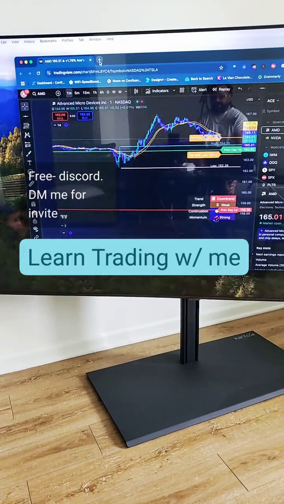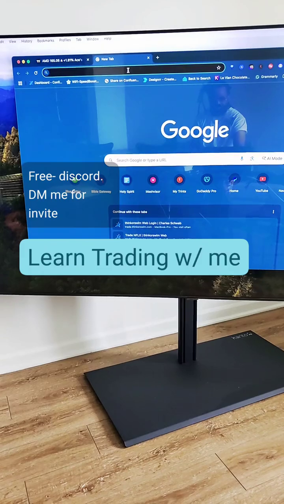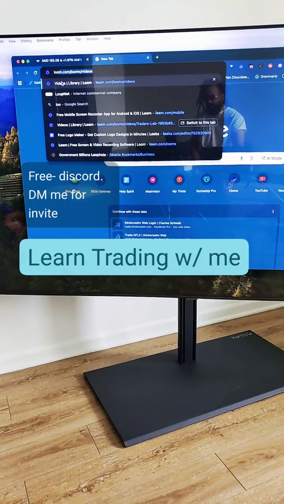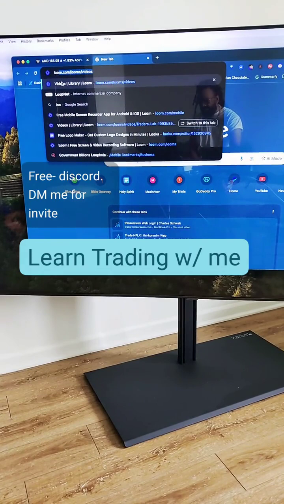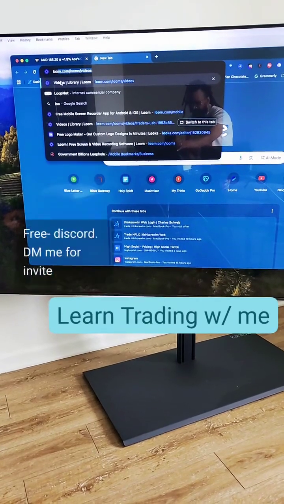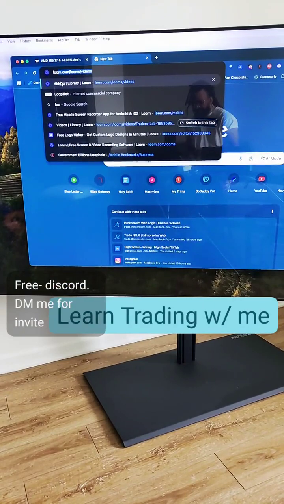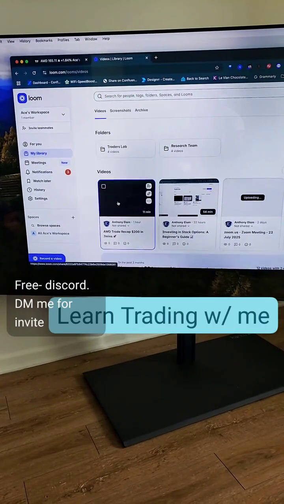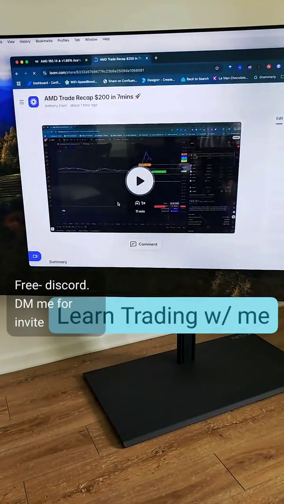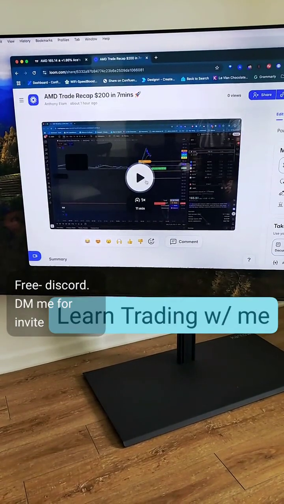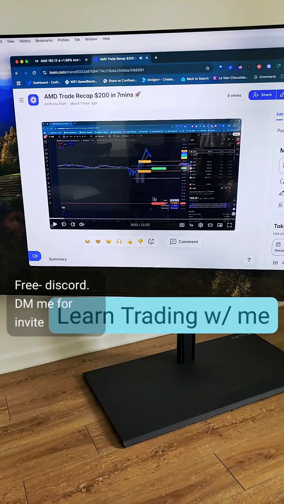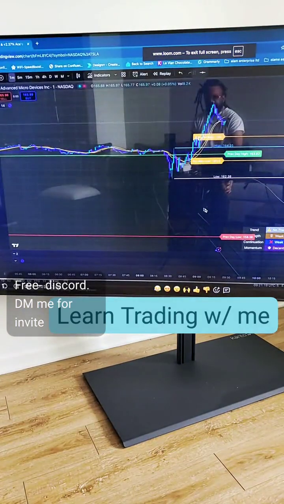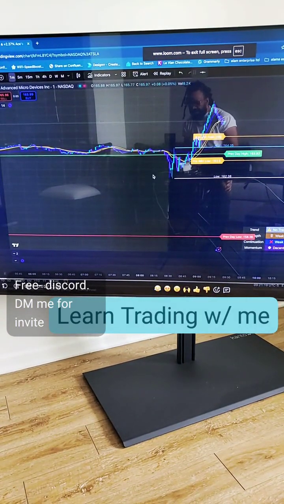Let me pull up Loom. I recorded it so I could go over it in detail for those who may be interested. So if you're interested in seeing, let me move some of this information off the screen so you can see that more clearly. All right, cool. All right, let me pull up this trade recap. Hit play. Let's maximize that. All right, cool.